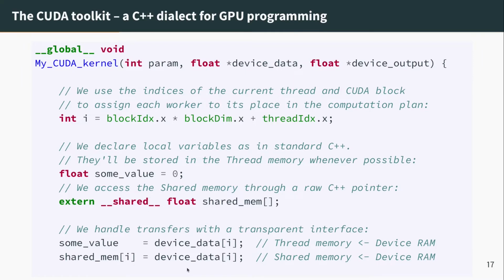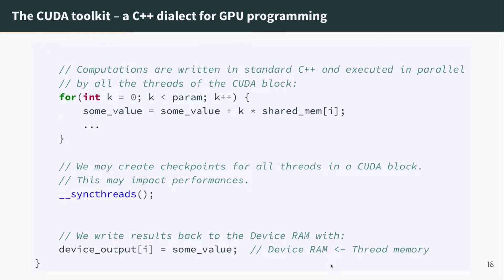And then you just write standard C++, and implicitly, CUDA understands in which direction memory flows. So for instance, if I say that some value is equal to device data at location I, like at cell number I want to read device data, then here, some value is supposed to be stored in the thread memory. Device data is in the device RAM. So this is a memory transfer from the device RAM to the thread memory. Likewise, this is a memory transfer from the device RAM to the shared memory.